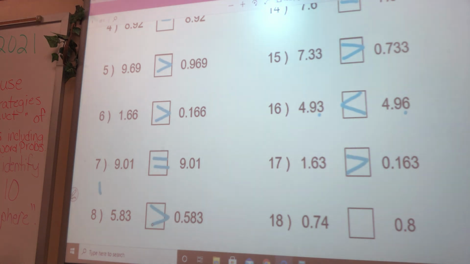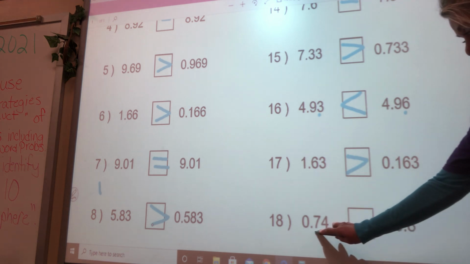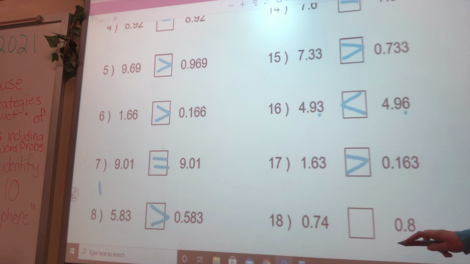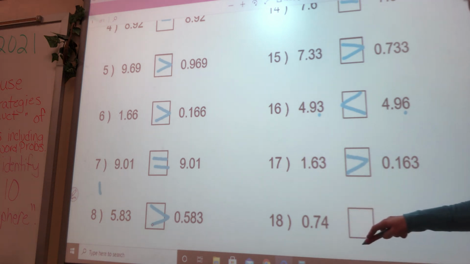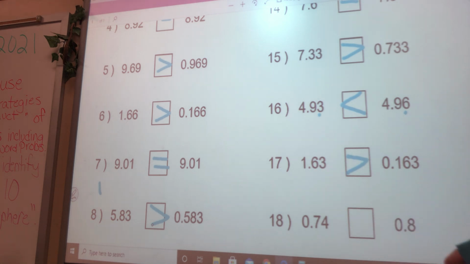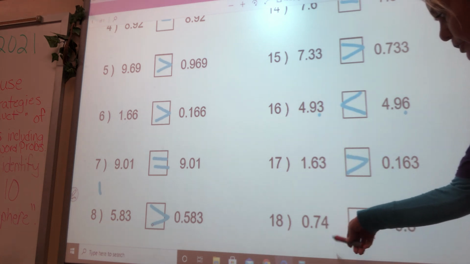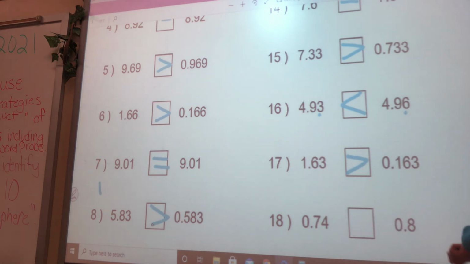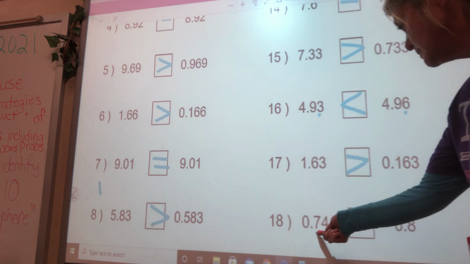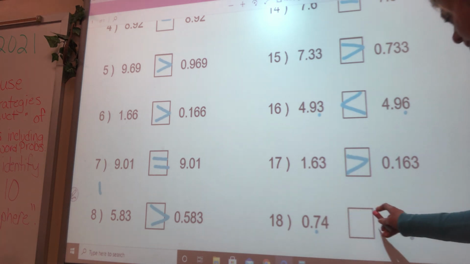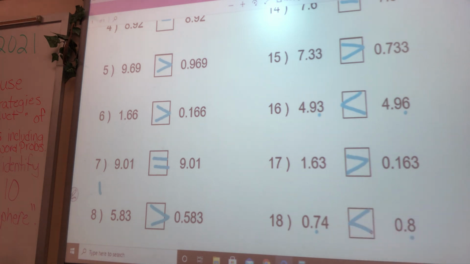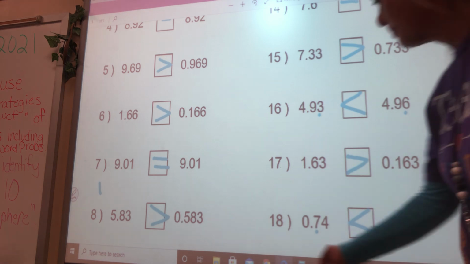We start with our whole ones. This has 0 whole ones. This has 0 whole ones. So we go to the tenths, 7 and 8. I know that 7 is less than 8, but this one has more digits. That doesn't do anything, does it? This would only make a difference if this had been an 8 and they were the same. So since their tenths are different, and 7 is less than 8, this is less than this.